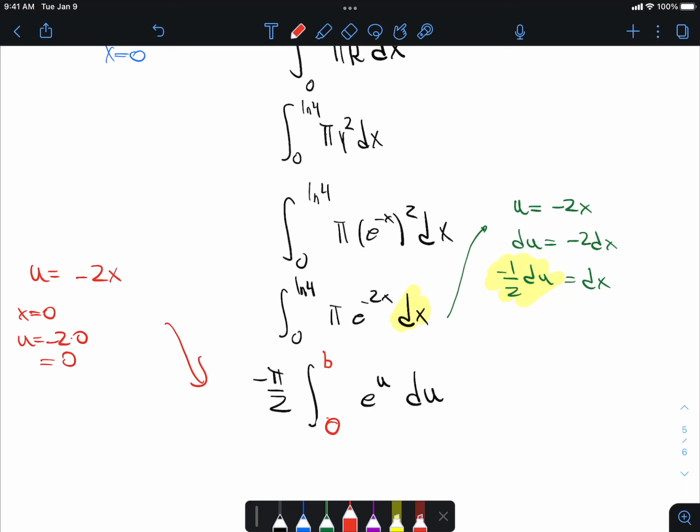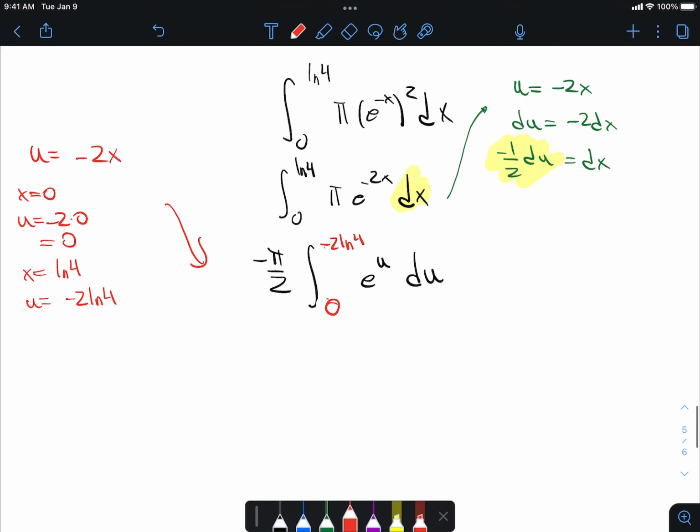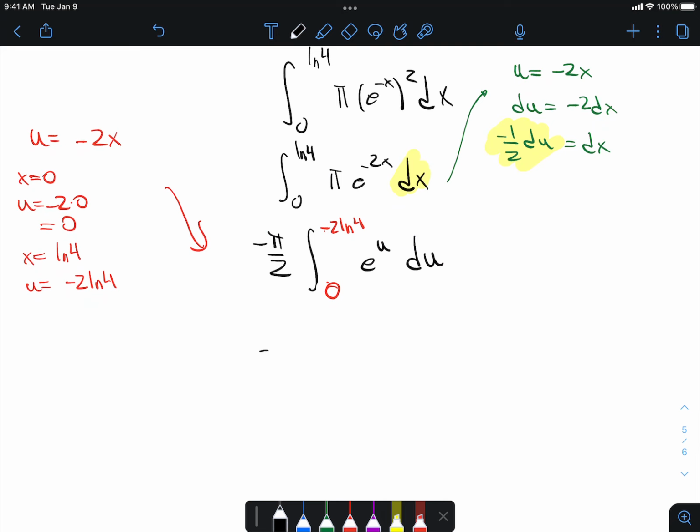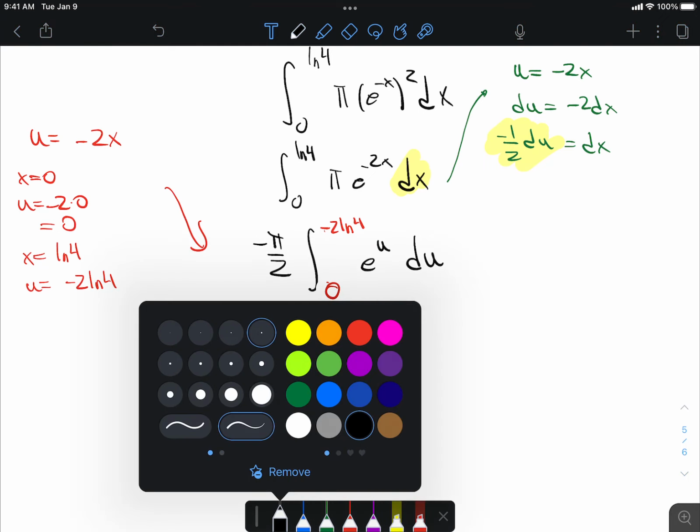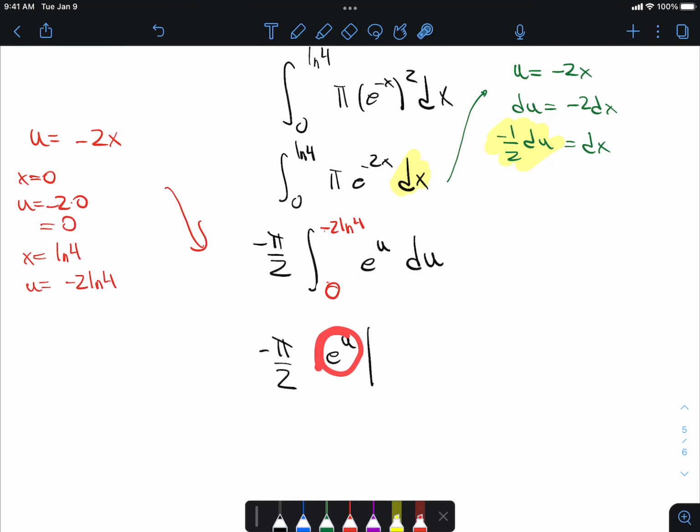And when x equals ln 4, u equals minus 2 times ln 4, because that's x. So that is the top limit of integration. So we can just proceed with this integral without having to go back to x later, since we're only interested in a number. Now the antiderivative of e to the u, in terms of u, is e to the u. That's an exponential function. It's its own derivative, so it's also its own antiderivative. And we plug that in from 0 to minus 2 ln 4.